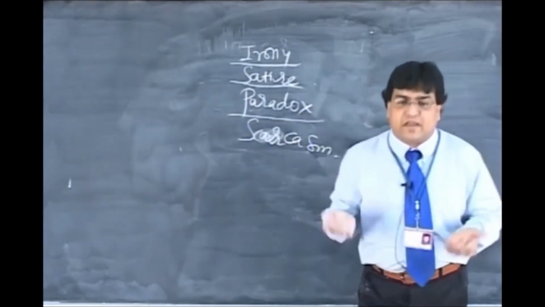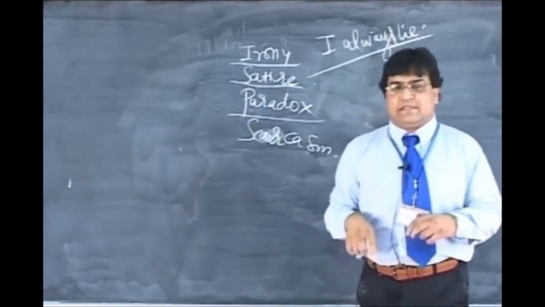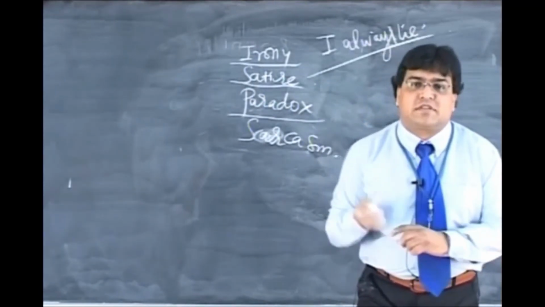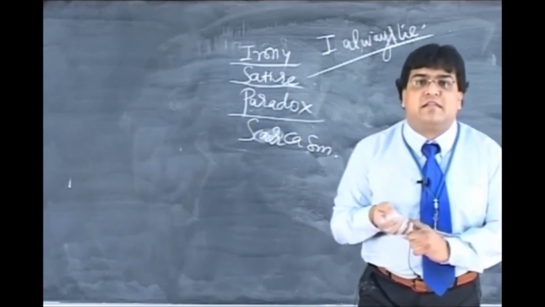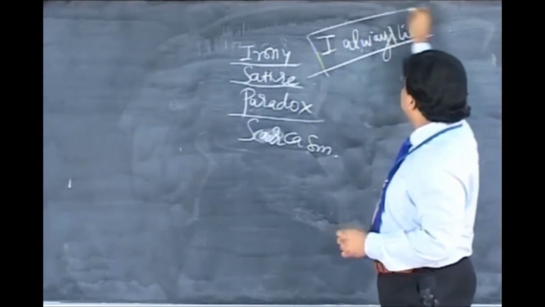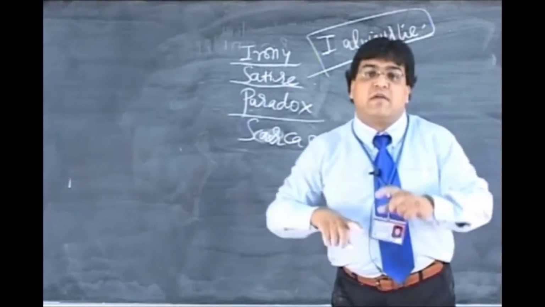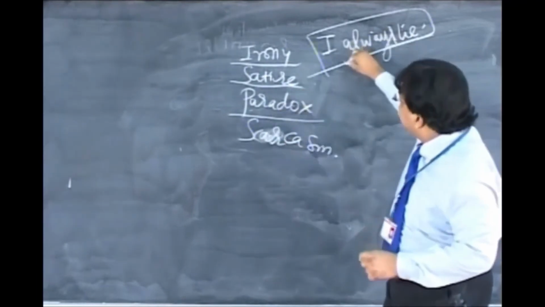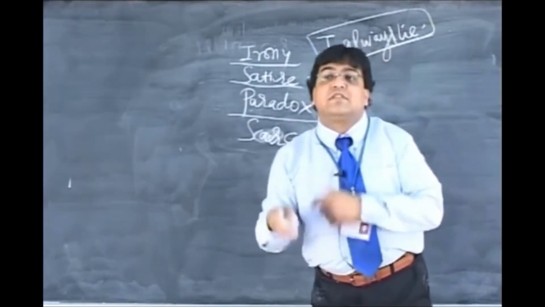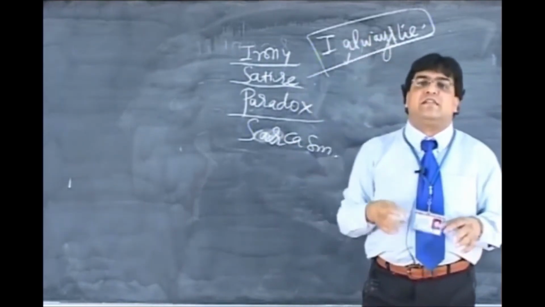If I say I always lie, is this sentence completely correct by way of logic? Because if I am a liar, I am lying right now. If this sentence is a lie, that means I am a truther. This is a paradox. You cannot make such a sentence.